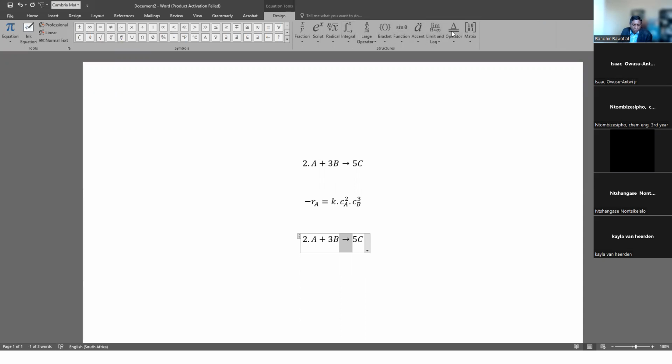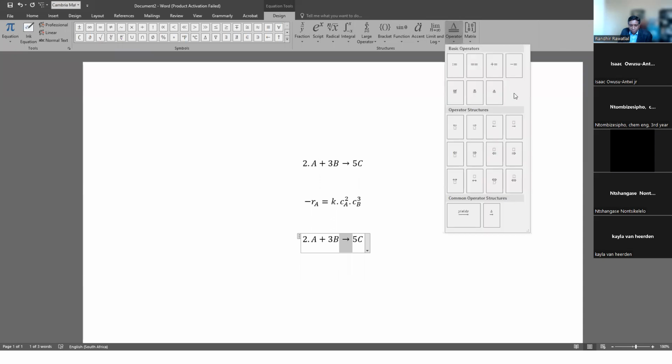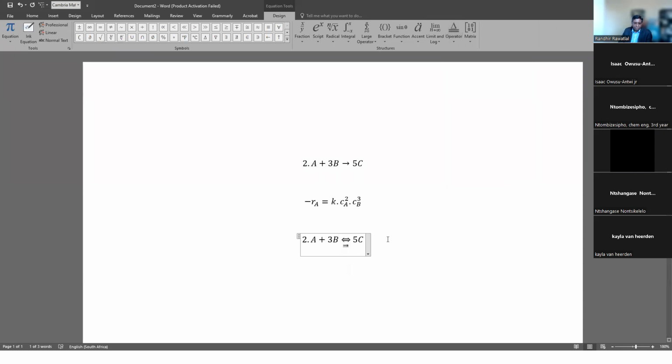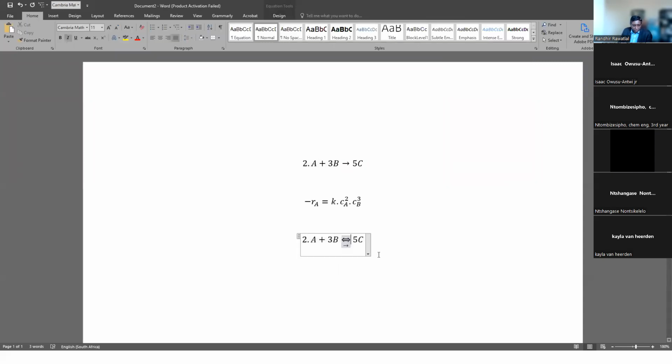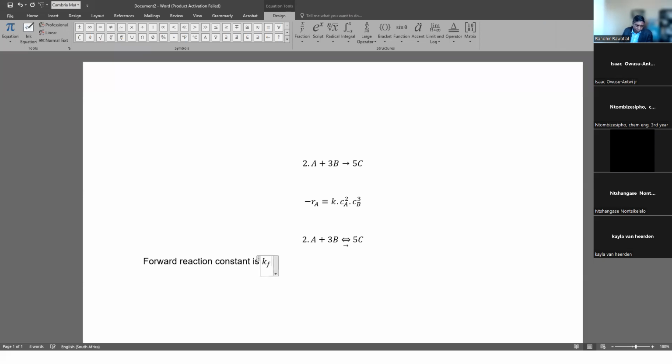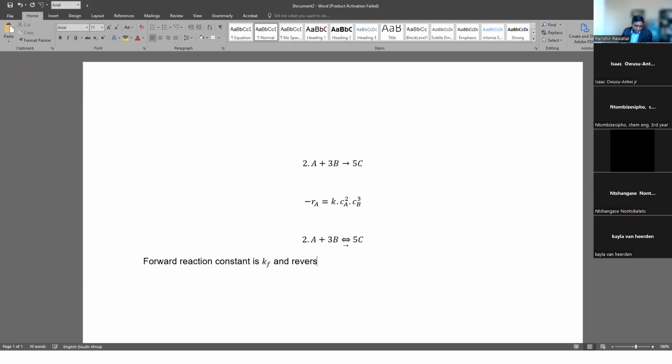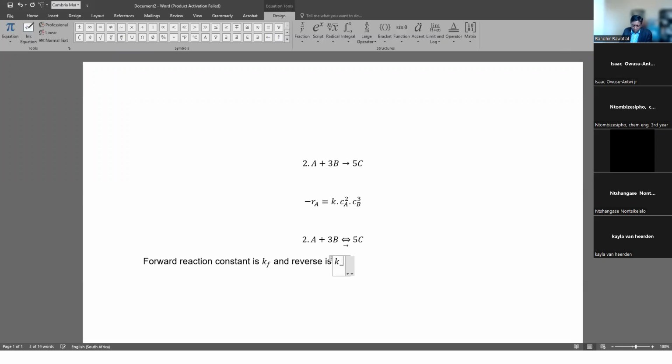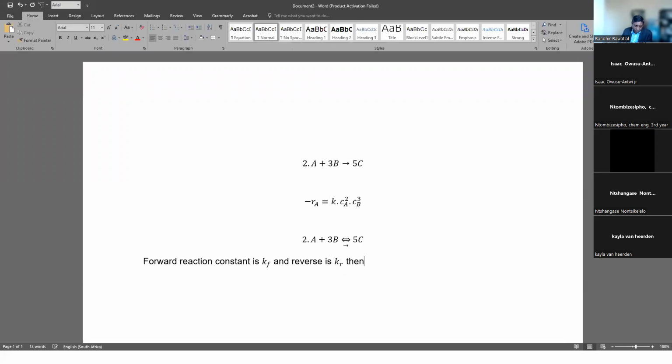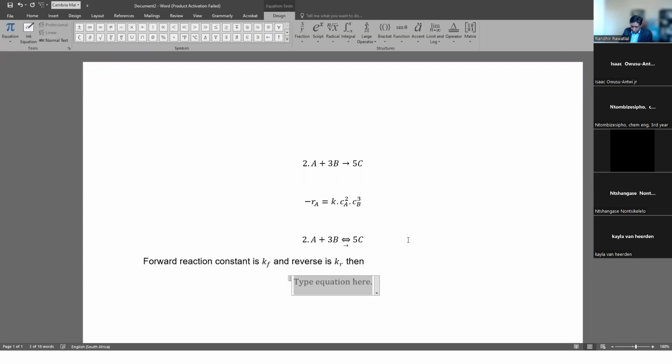See, I need the arrow. I can't recall the code for the backwards arrow. So there's the upright. So let's say that's reversible, and let's say the forward reaction constant is kF, and reverse is kR. Then our net reaction rate, so minus RA.